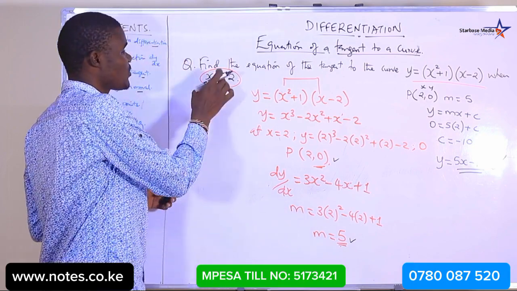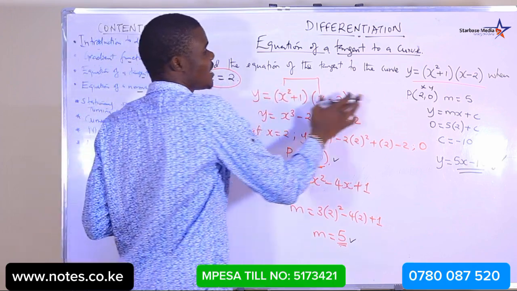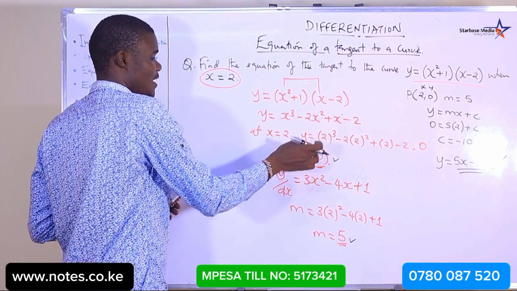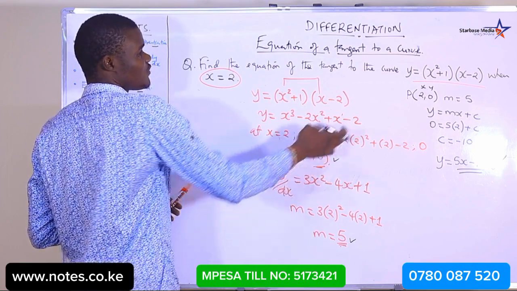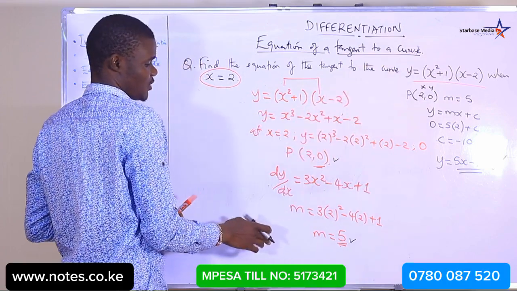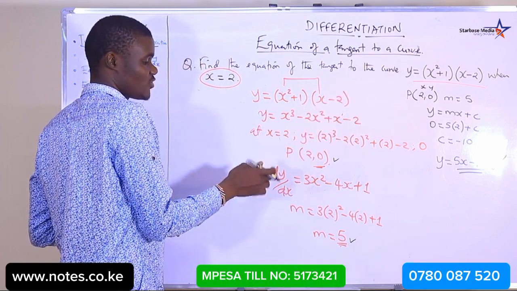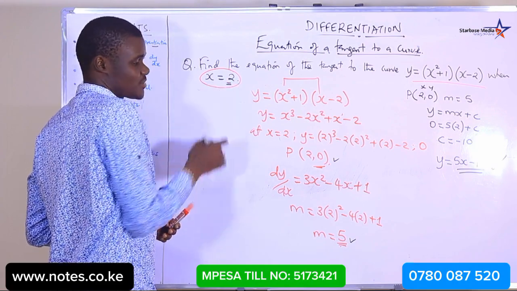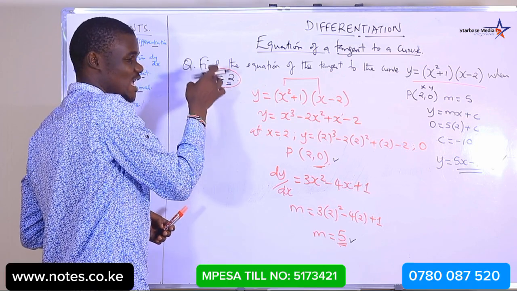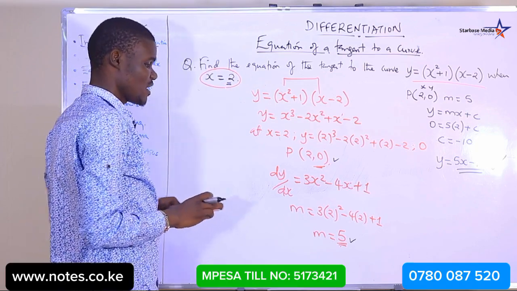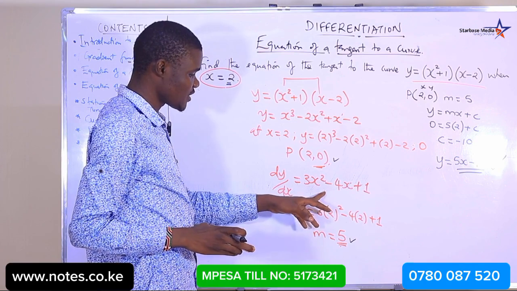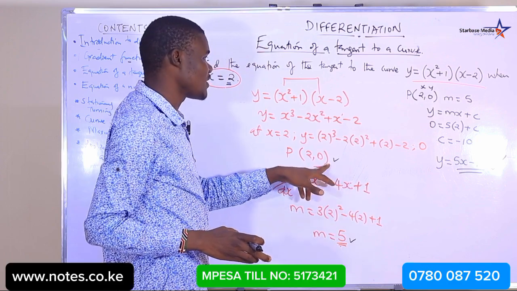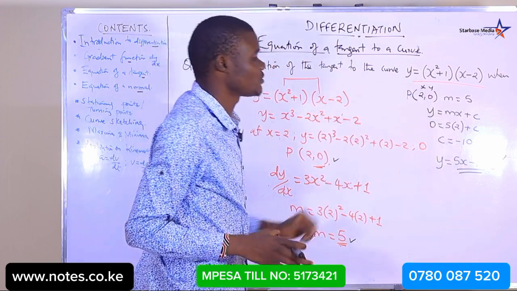So whenever you're given 1 point, ensure you replace it in the equation in order to get the value of y. Then once you have the point, you differentiate the function to get the gradient function, and then for you to get the gradient at that point, you replace the value of x. Please replace the value of x. Once you replace the value of x in your differential, you're going to get the gradient. With the gradient and a point on the line, you can form an equation.